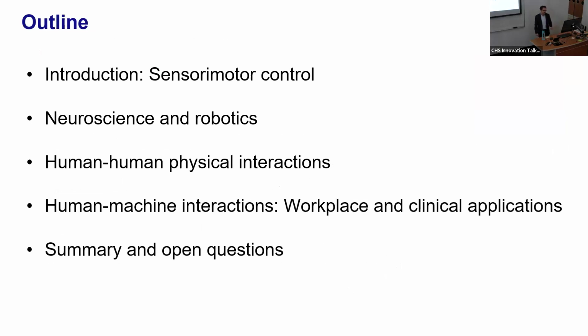So I'm going to introduce you a little bit to some fundamentals of sensorimotor control. Then I'm going to tell you a little bit about this symbiotic relationship between neuroscience and robotics. Then I'm going to zoom in on this human-human physical interaction topic. Then move to human-machine interaction and show you how learning about how two human subjects work with each other has some implications for designing machines that work with humans. And then some very quick, very simple examples of how you could adapt these machines to the workplace and the clinic. And then I'm going to end with some open questions.